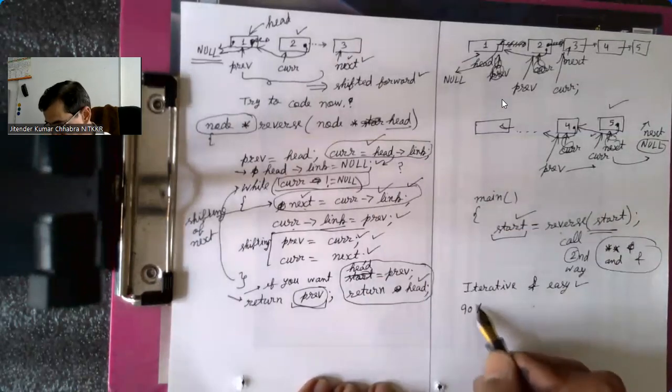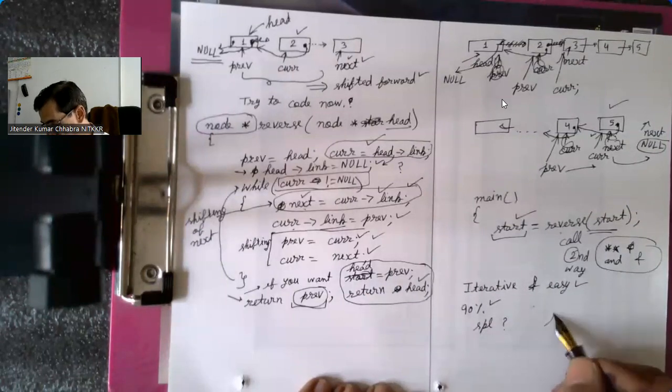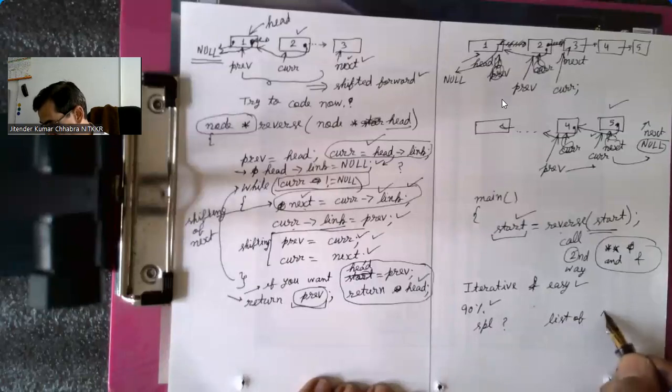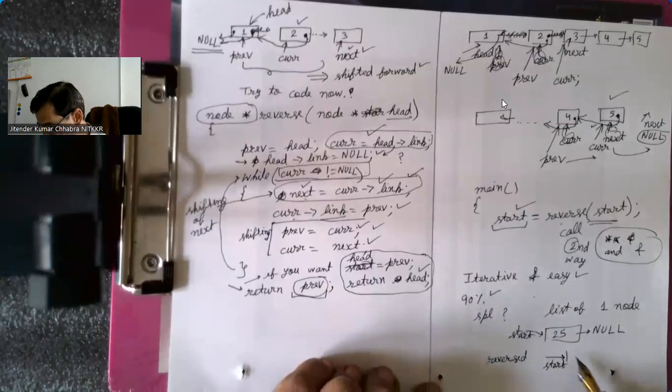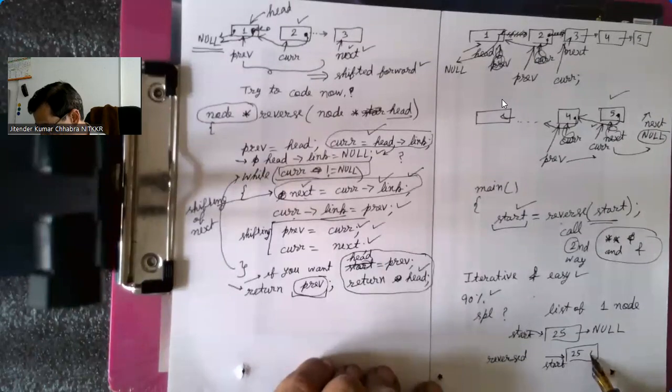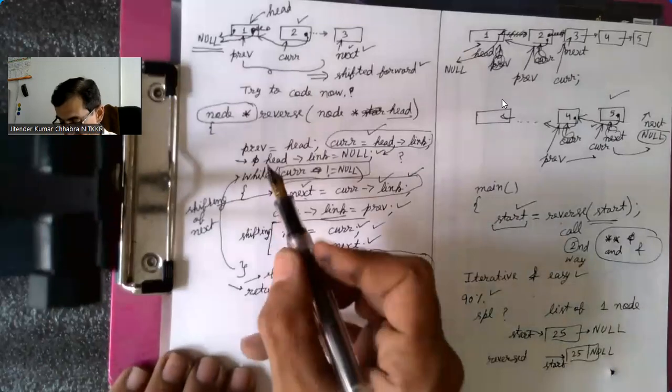For 90% cases, probably it works. For remaining special conditions, for example, a list of one node. Only one node exists. For example, I have, let's say, 25 only. This is a start, and 25's arrow next is null. My reversed list will also mean the same thing. Reversed will still mean start will remain here, and you will still have the same node and still null, because one node means perfect. Will my code work for that?